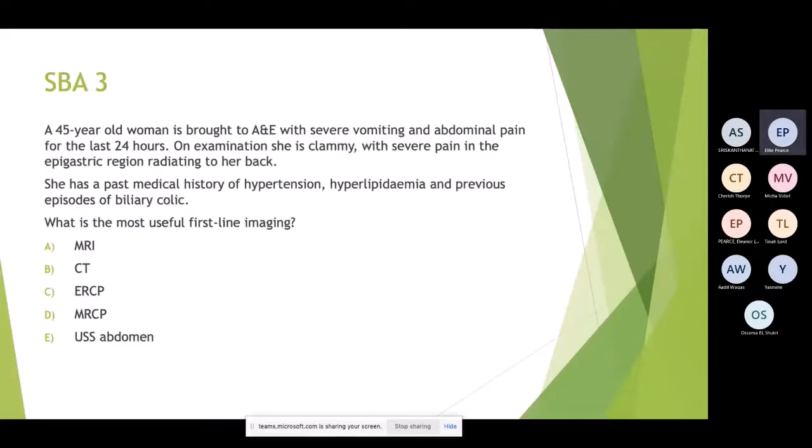Okay, so we've got this lady who is 45 and she is brought to A&E with severe vomiting and abdominal pain for 24 hours. She's clammy, she's got severe pain in the epigastric region radiating to her back, and she's got a past medical history of biliary colic, high blood pressure and high cholesterol. What's the most useful imaging to do for this lady first line?